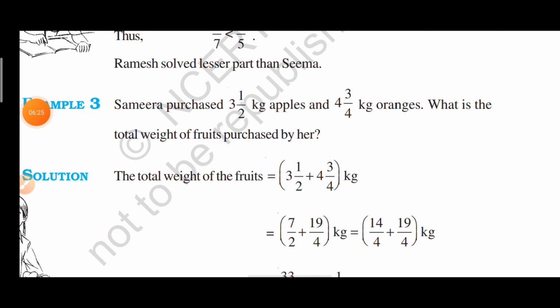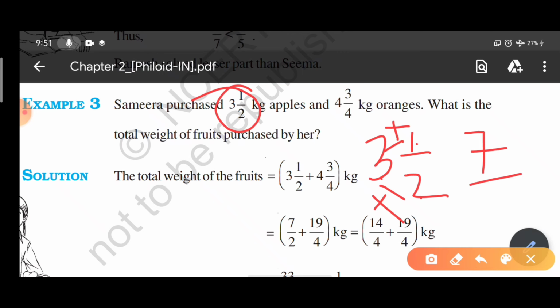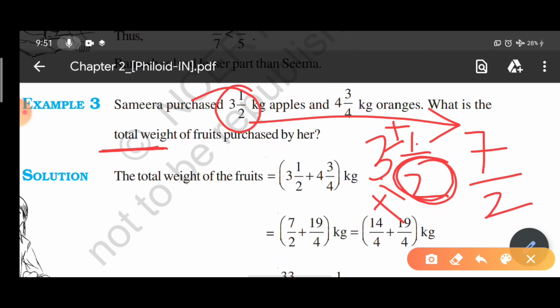In this particular problem, the only thing you need to know is how to convert a mixed fraction into a fraction form. If it is like 3 1 by 2, you have to multiply these values and then add the remainder to it. For example, 2 3s is 6 and this will become 7, and the denominator will be written over here. In that way you can simply convert a mixed fraction into its fraction form, and then it is a simple total formula in which you have to add.